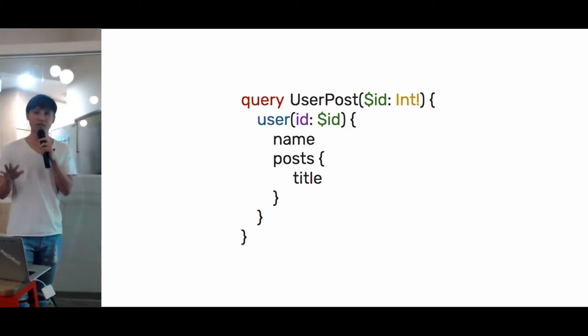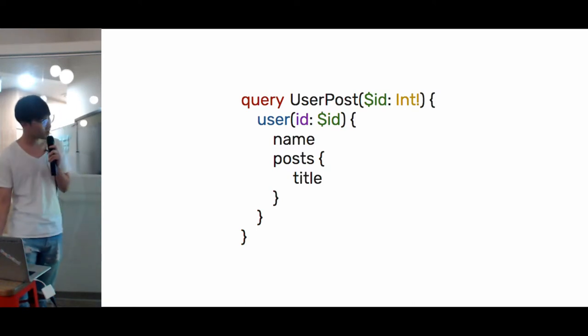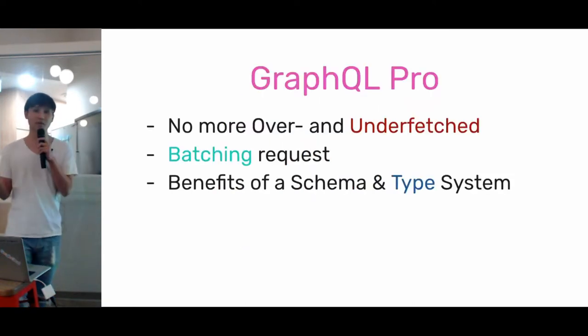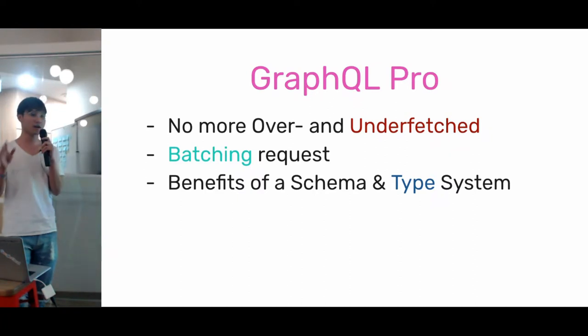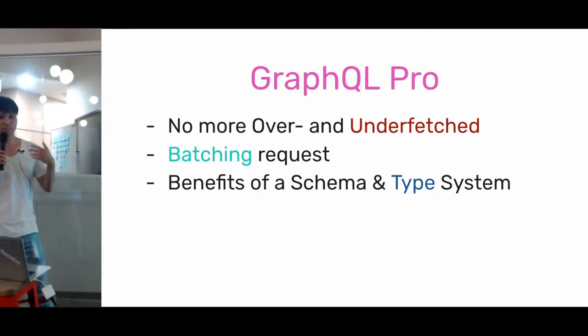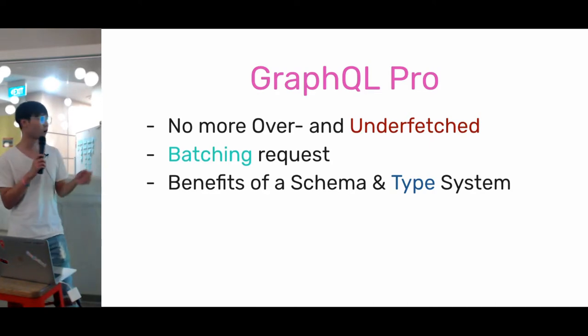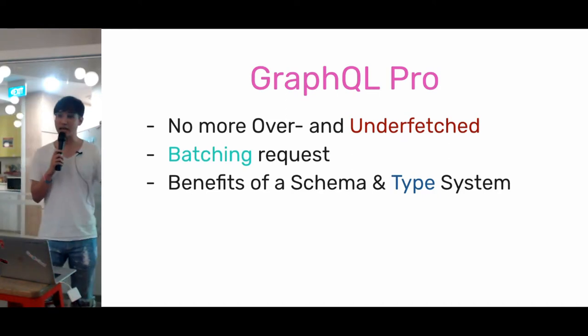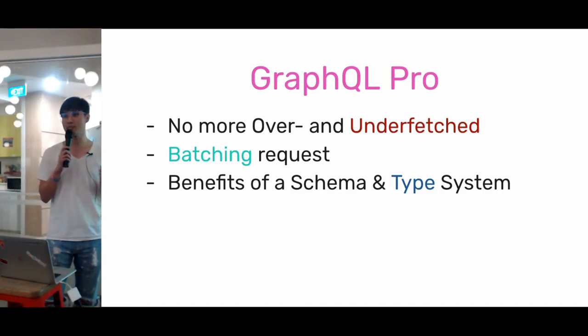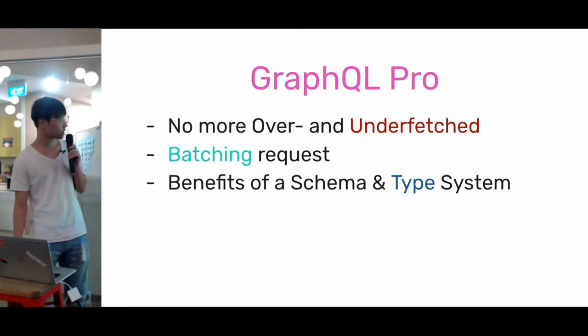It looks like a lot of work that needs to be done, but why is this good? A lot of people might introduce GraphQL to you as an architecture that solves some technical issues of REST API, like overfetching, underfetching, or batching requests. But for me, the most important benefit is having a type system in the API schema. So what can you do with the schema?